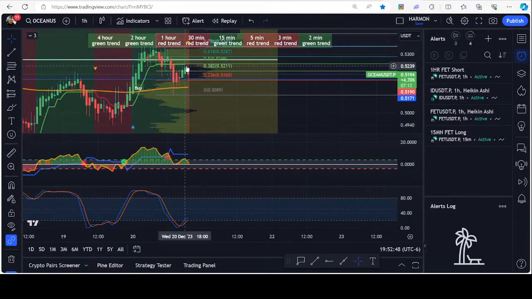So right now we can see that we have a 1 hour Ocean popping up here. And we can already see there was a dump there and a bump. So I like that. This is where I would love to get in on this. The 1 hour is bending, so this looks really good. It looks like Ocean's going to be a short here.